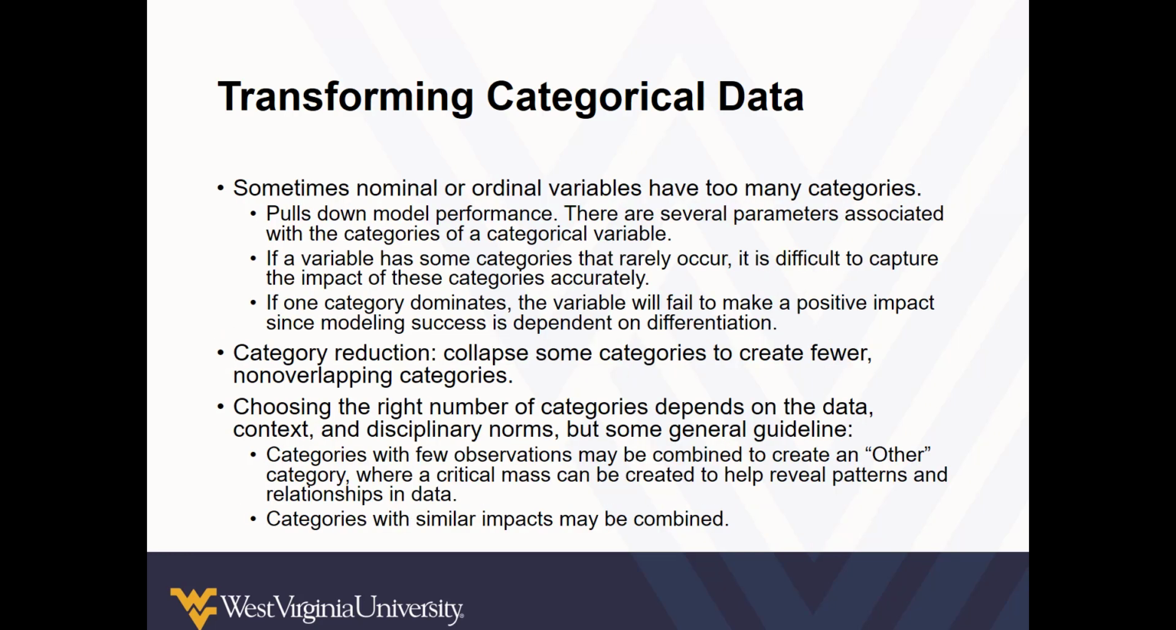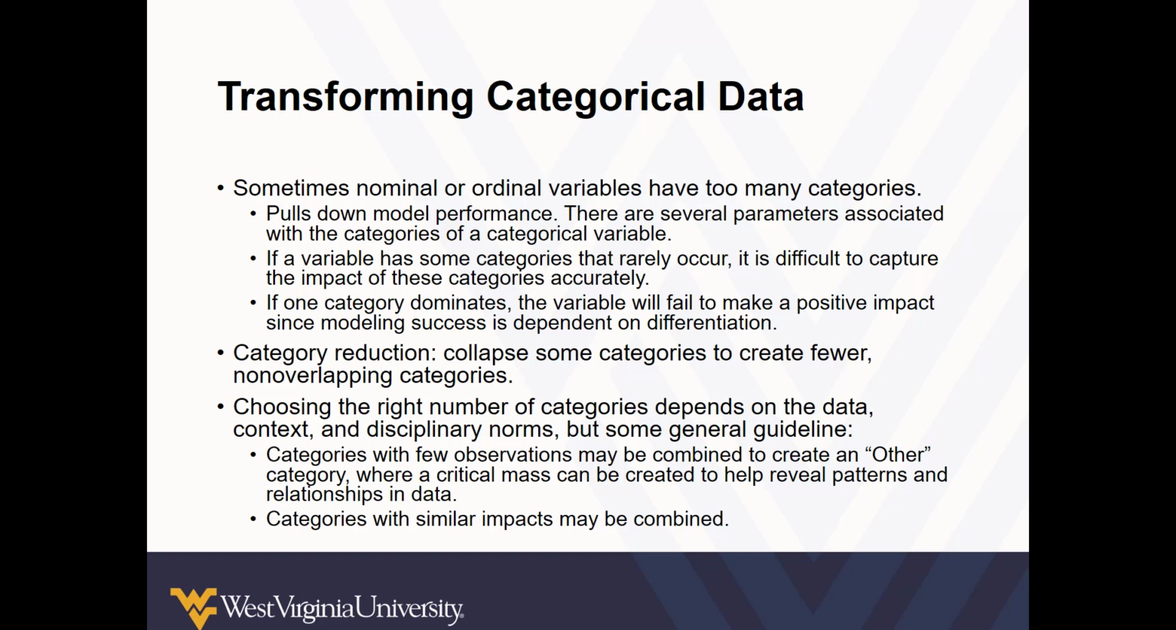So we also have some specifically complicated scenarios where we have to be very careful with how we work with categorical data. For example, there may be some scenarios where we have too many categories, and this can really bog down model performance. And there also may be issues if some of the categories only very rarely occur. It's difficult to capture the impact of these categories accurately. We also find that if one category dominates, the variable will fail to make a positive impact, since modeling success is dependent on there being some differentiation between different categories.